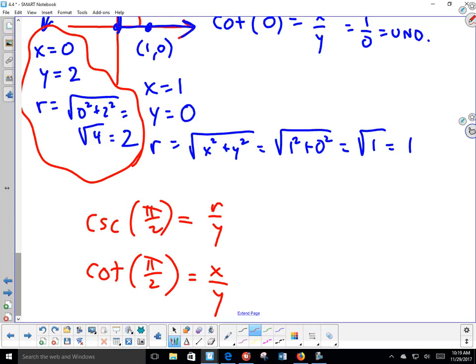For cosecant, it would be 1 because the y is 2. Oh, okay, so it's going to be 2 over 2, which is equal to 1. Do people agree with that? And how about the cotangent? It would be 0 over 2, which is 0. Are we okay with that? All right, so you get the idea on how to find the trig functions of these quadrant angles. Okay? All right, moving on.